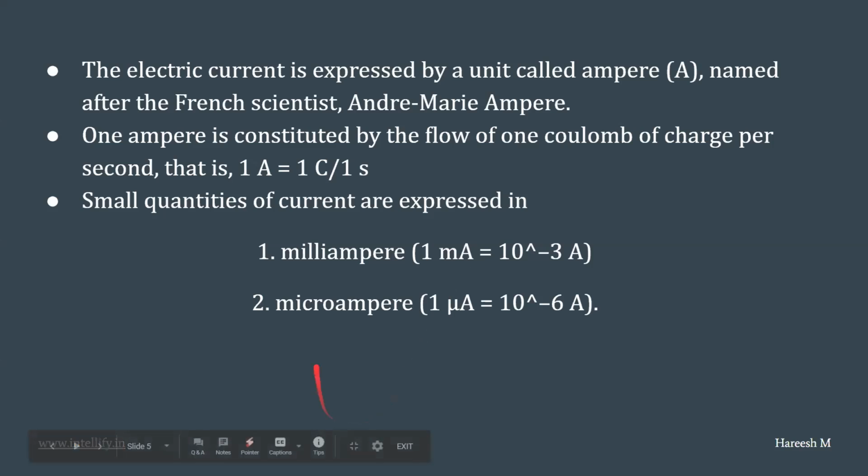Similarly, it can also be represented in microampere. Microampere is represented as 1 small mu, that's not u, it's mu. 1 μA is equivalent to 10^-6 ampere. So 1 microampere is equal to 10^-6 ampere.